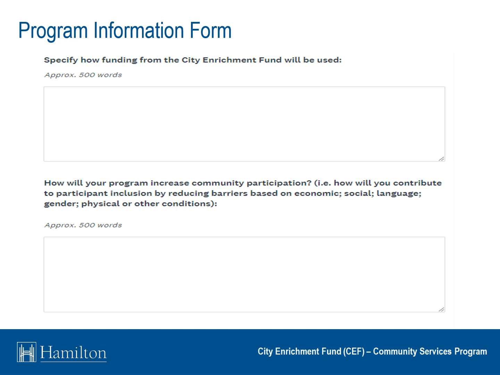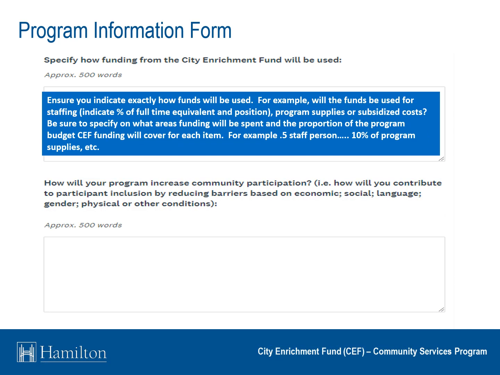Specify how funding from a City Enrichment Fund will be used. Specifically, ensure you indicate exactly how funds will be used. For example, will the funds be used for staffing? Indicate percentage of full-time equivalent and position, program supplies, or subsidized costs. Be sure to specify on what areas funding will be spent and the proportion of the program budget CEF funding will cover for each item. For example, 0.5 of a staff person or 10% of program supplies, etc.